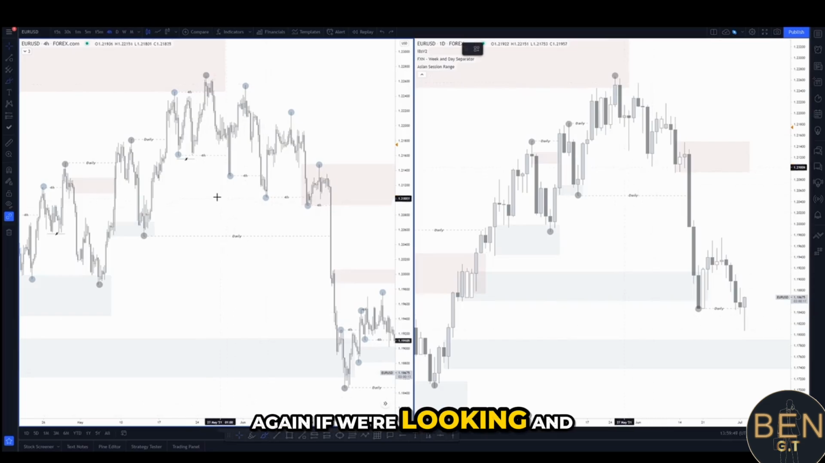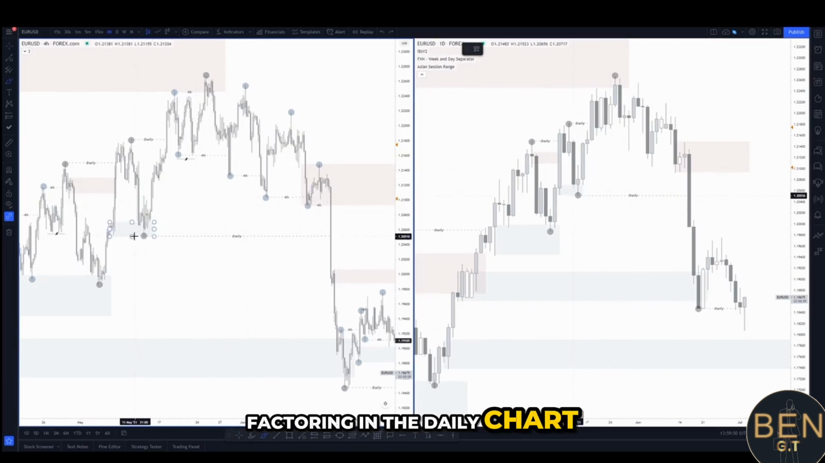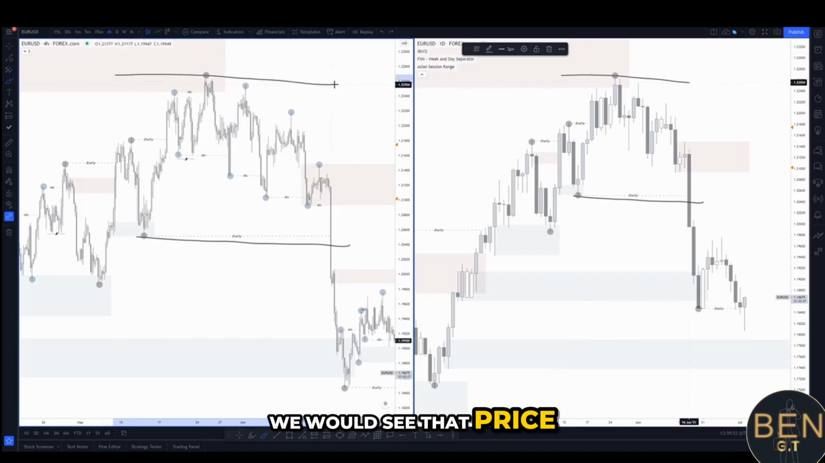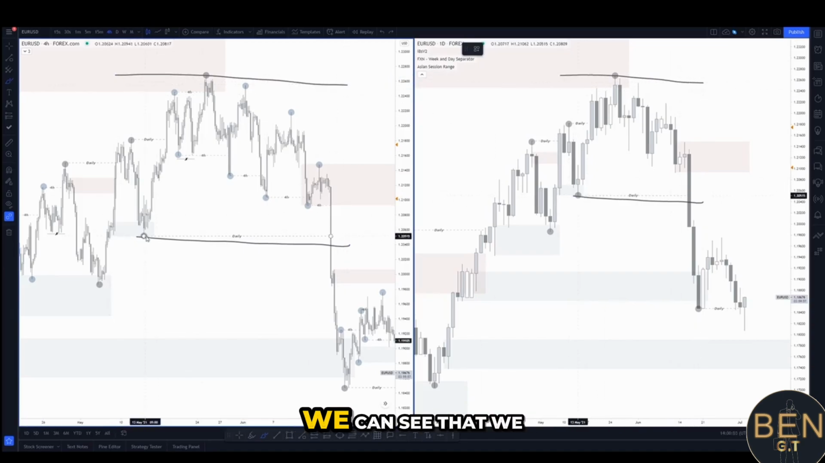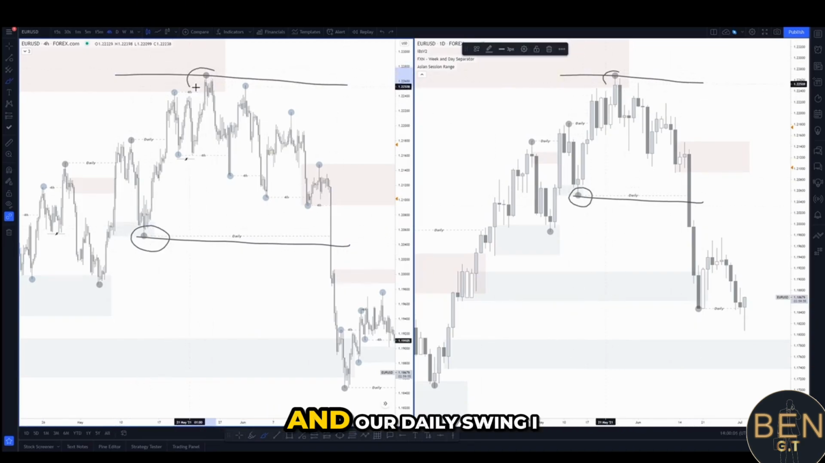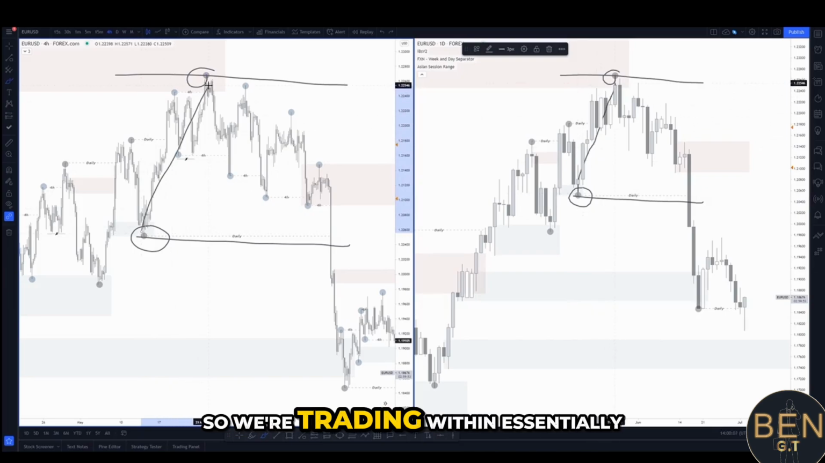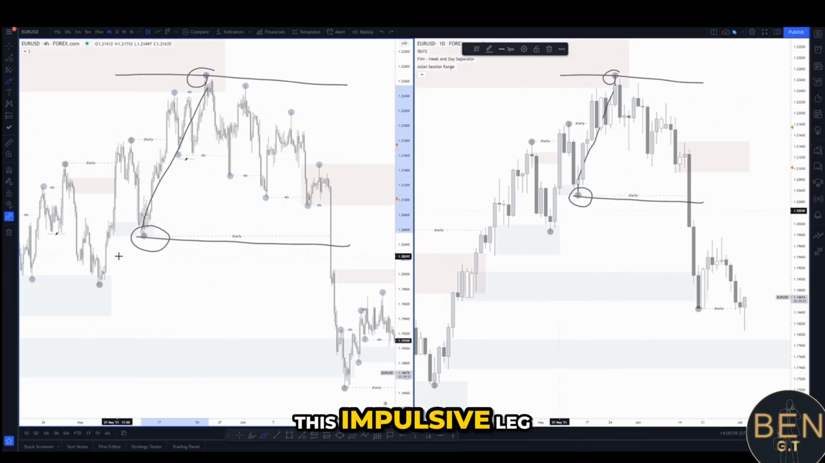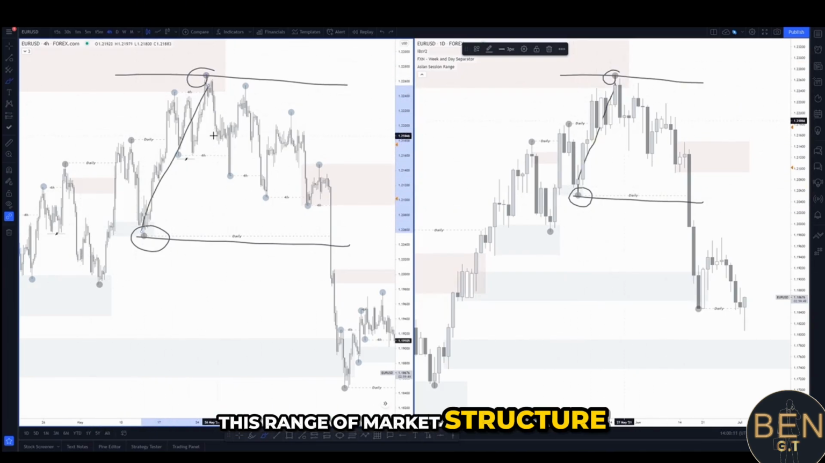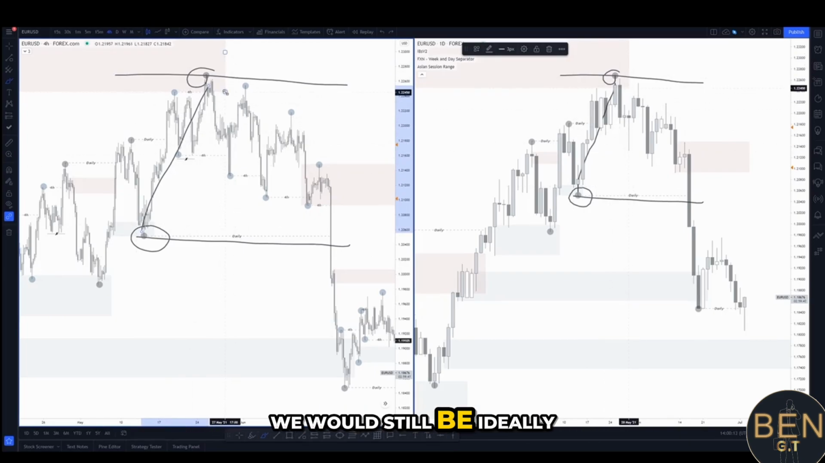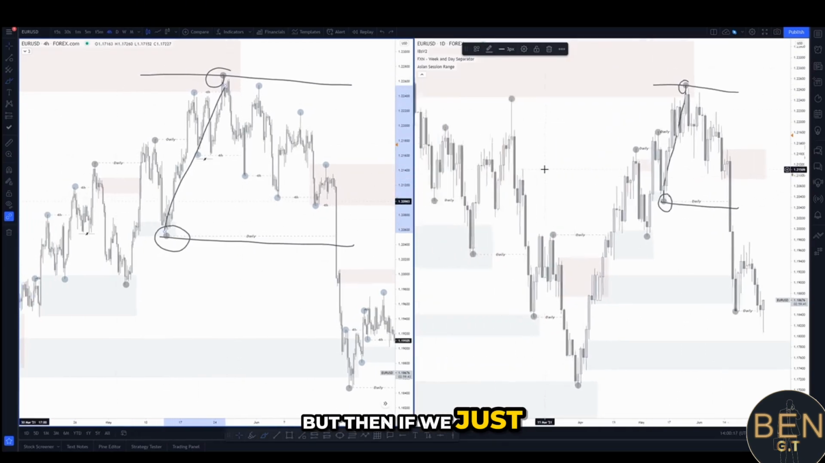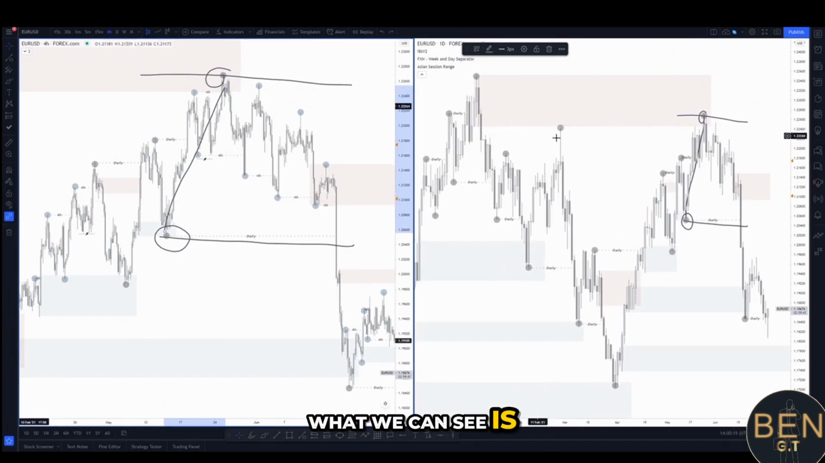Again, if we're factoring in the daily chart, we would see that price is in a larger range. We have our daily swing low here and our daily swing high here. So we're trading within essentially this impulsive leg, this range of market structure. As a result, we would still be ideally bullish as it stands.